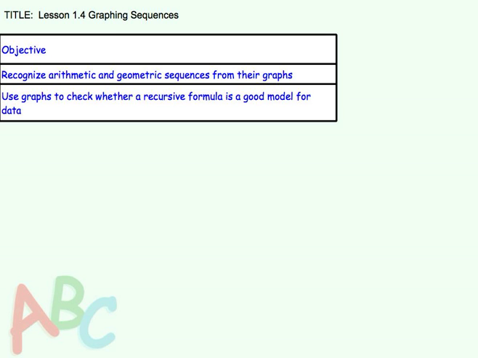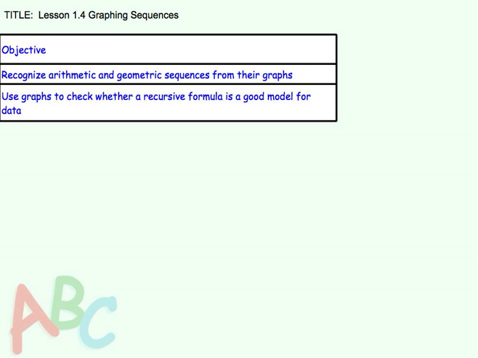Now, we've touched on graphing sequences in the last 3 lessons, in particular at the end of lesson 1.3, but we do want to wrap it up. We do want to talk about this a little bit more. So this is actually one of the shorter lessons that you're going to be watching.